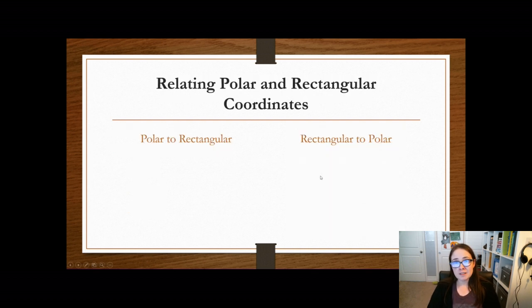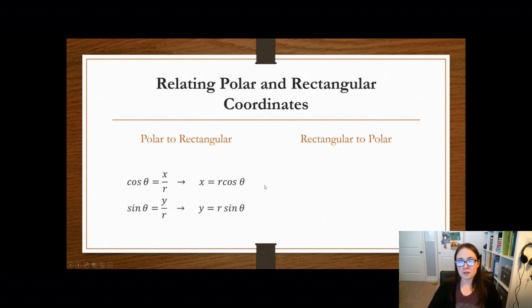Okay, so the next thing that we want to be able to do is convert between polar and rectangular. And we're going to do this with points, but the same formulas apply for converting an entire equation from polar to rectangular or vice versa. So if I want to go from polar to rectangular, I can use trig identities. So cosine of theta is equal to x over r, and solving that would give me x equals r cosine theta. And same thing with sine, y over r, which would give me y equals r sine theta.